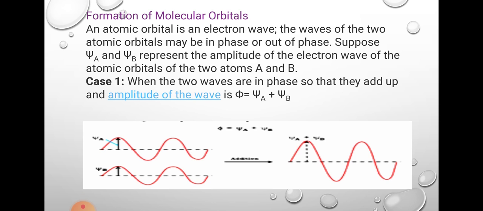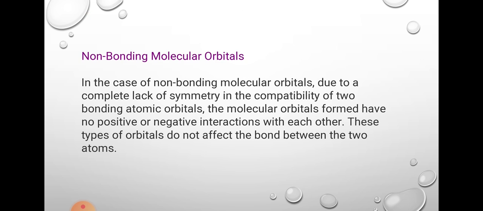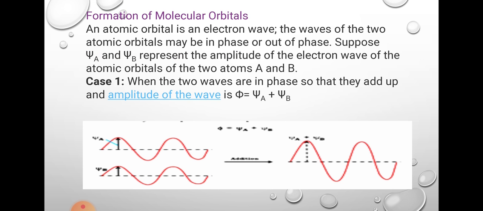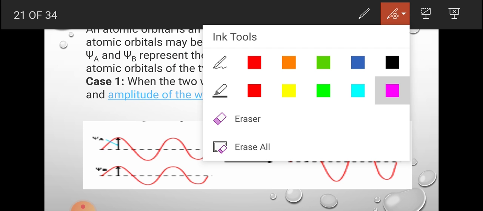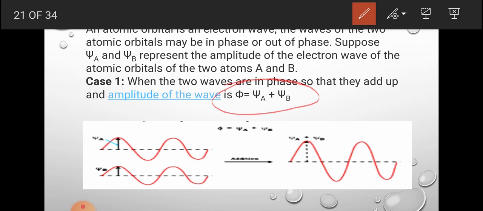Suppose psi A and psi B represent the amplitude of the electron wave of the atomic orbitals of the two atoms A and B. When two waves are in phase, so that they add up the amplitude of the wave, the new amplitude is psi A plus psi B. This shows the wave which is in phase.